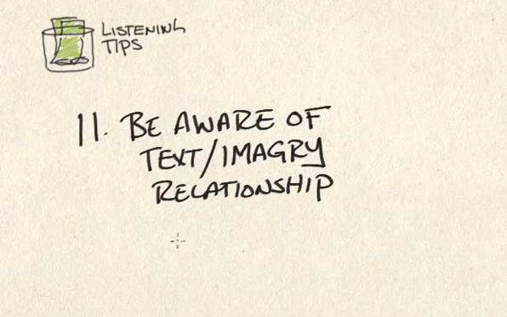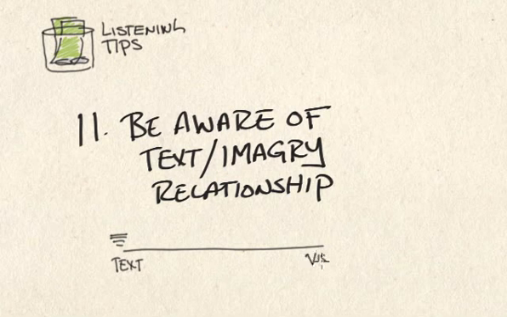In tip number 11, being aware of the text imagery relationship. Let's say we have a line, and over on this side we had our traditional note taking, which had a whole bunch of text to it, and over here we have very visual, almost all visual, just using nothing but pictures or drawings. Okay, and somewhere in between is kind of the middle ground.